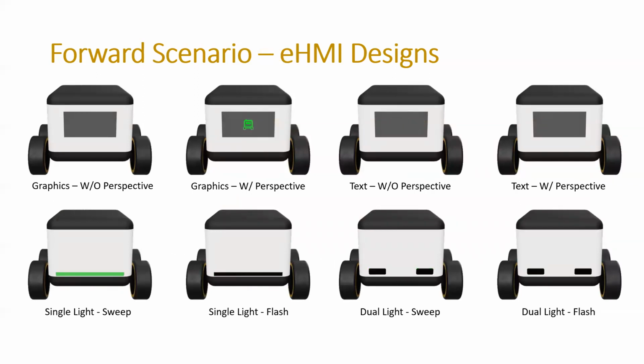The last two on the top row show the display designs with textual content. The first one simply has the message "moving", and the second one has the message "robot moving". The robot term adds the perspective of the robot to the content. The bottom row shows the various designs with light-based eHMIs. The first two show the designs with LED strips, and the last two show the designs with dual lights. The sweeping and flashing patterns are also introduced within each of the light designs. The following designs were shown to the participants during the survey.